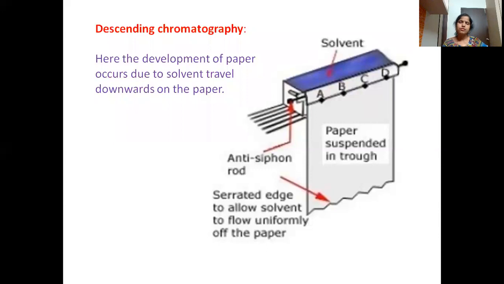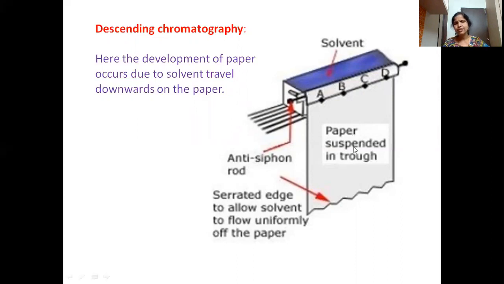Now here, we have to draw the origin line on the top of the paper, and then load the sample. After loading the sample, we have to take the top edge of the paper and touch it into the solvent. Okay, there is an anti-siphon rod also. On this rod, if you just hold that paper and roll it, the top edge of the paper will get in contact with the solvent.